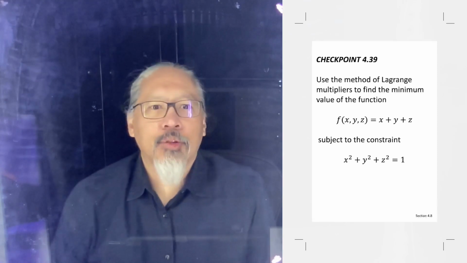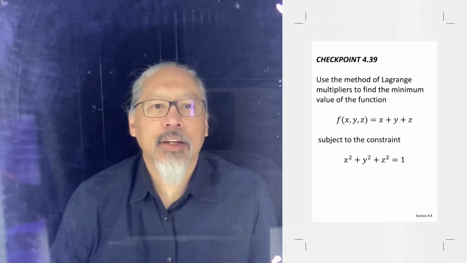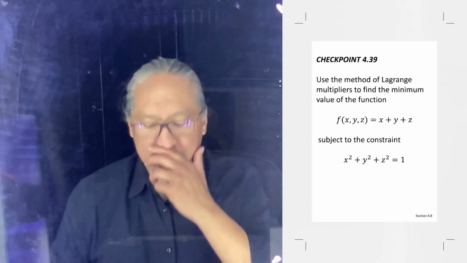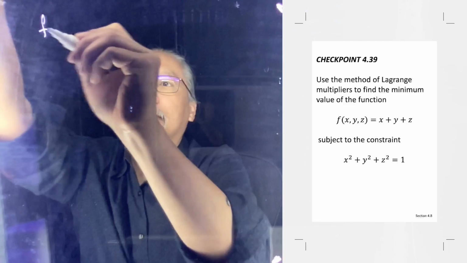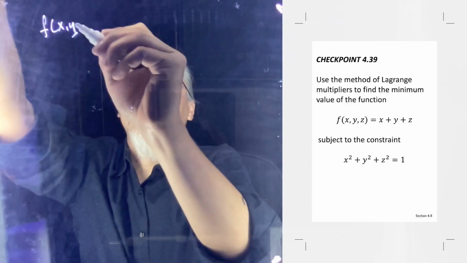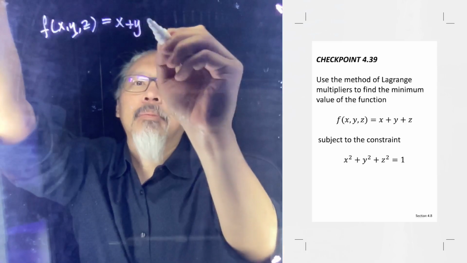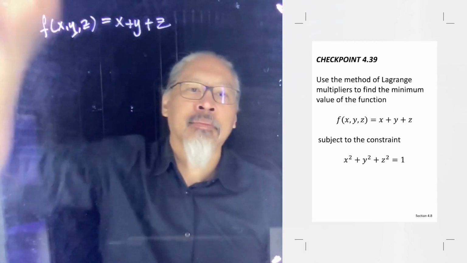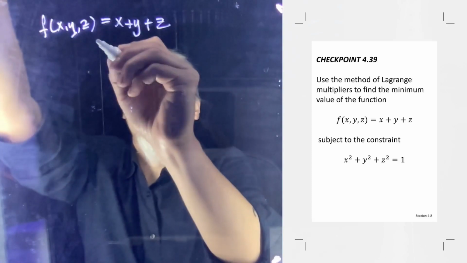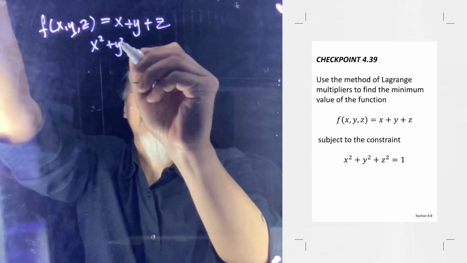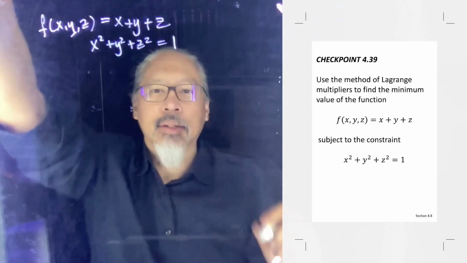Hello, this is checkpoint 4.39. They want us to use Lagrange multipliers to find the minimum value of the function f of x, y, z, a function of three variables, equal to x plus y plus z. And they want that subject to the constraint that x squared plus y squared plus z squared is equal to 1.